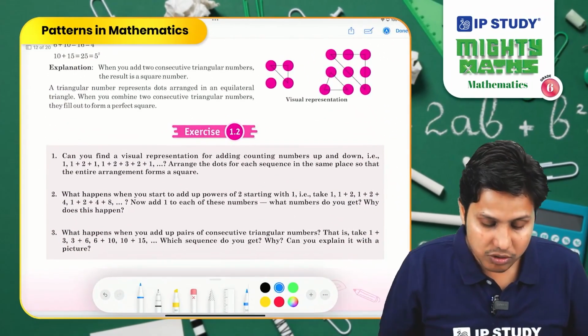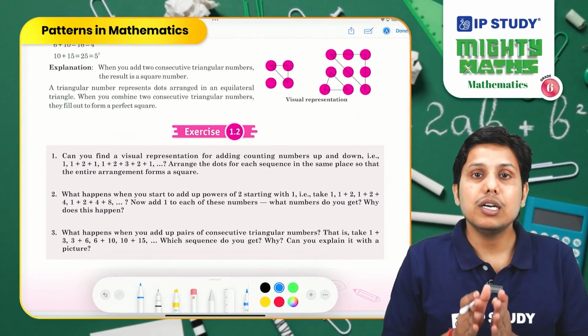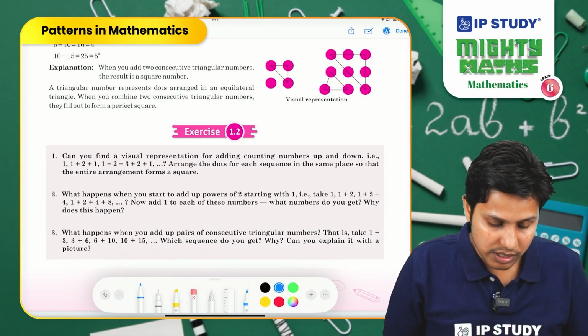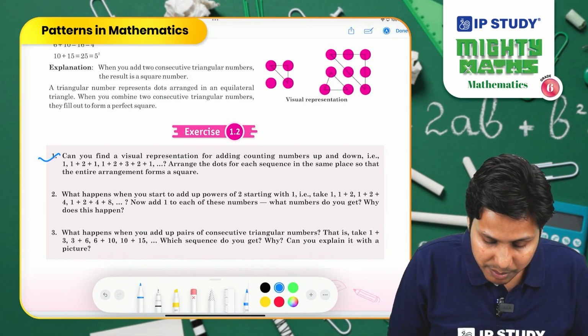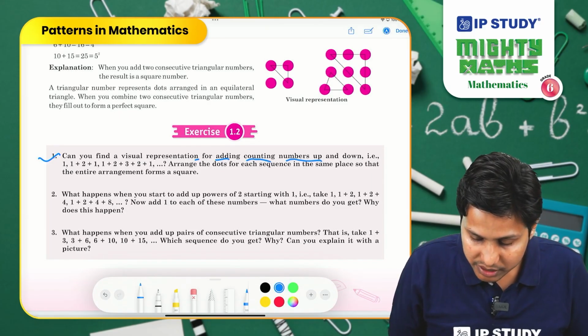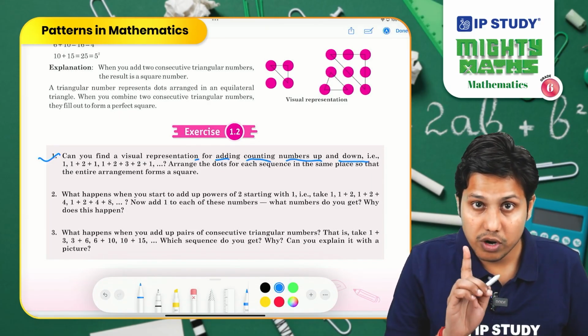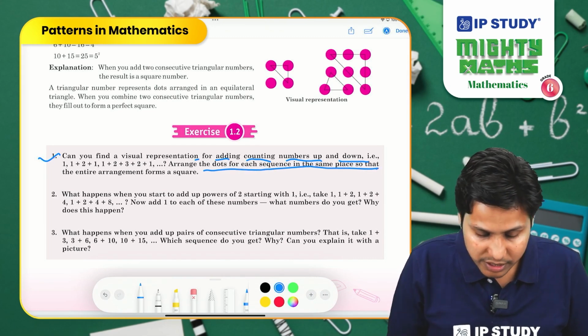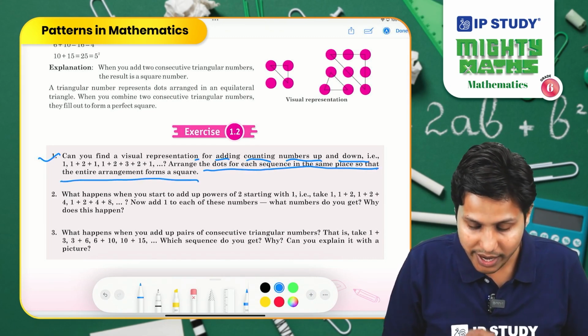Students, let us solve one question from exercise 1.2. Let us read the question first. Can you find a visual representation for adding counting numbers up and down, which we have already covered in the example? Arrange the dots for each sequence in the same place so that the entire arrangement forms a square.